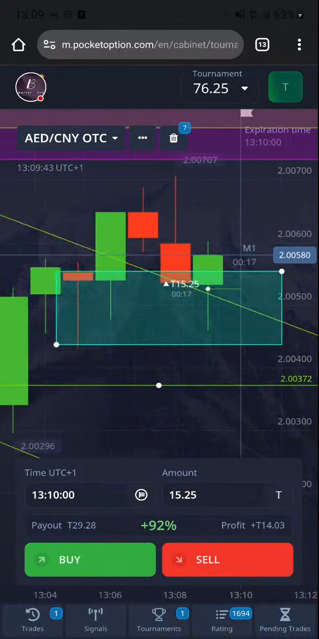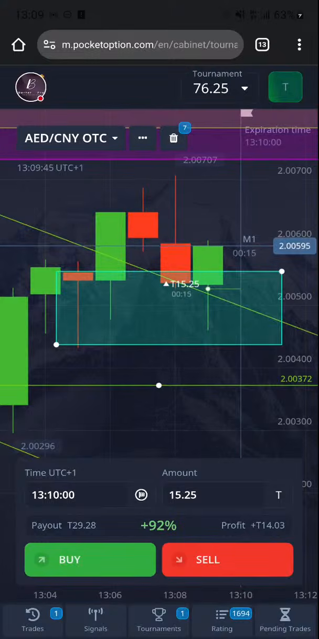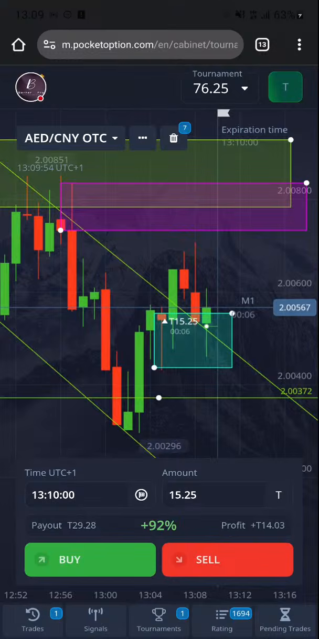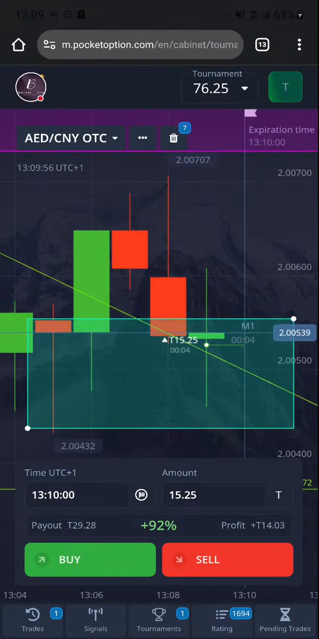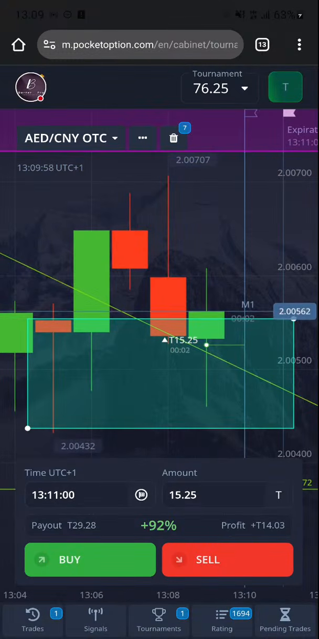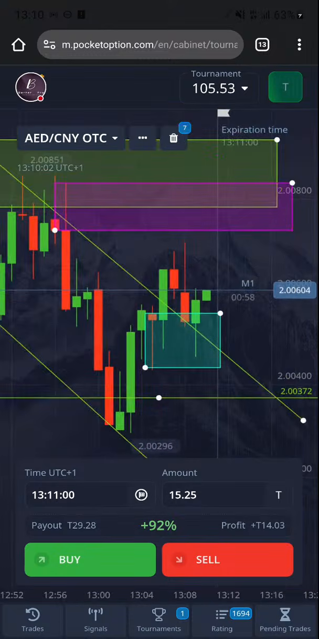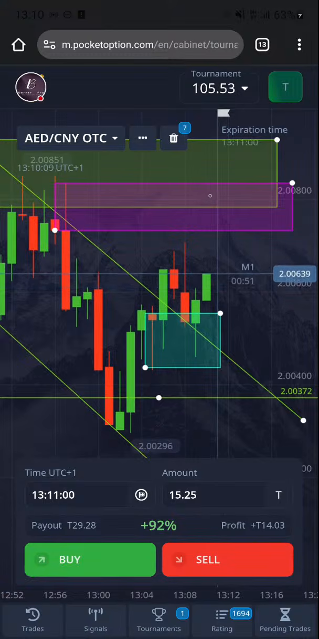Though the best entry would have been under this round number, this 2.500500. That would have been the best entry for us. But no problem. We'll make do with what we have. So I hope the buyers just hold the price up and give us a winning trade. That's good. So if price comes back into this entry now, on this round number, this 2.00800, we're going to take the trade.